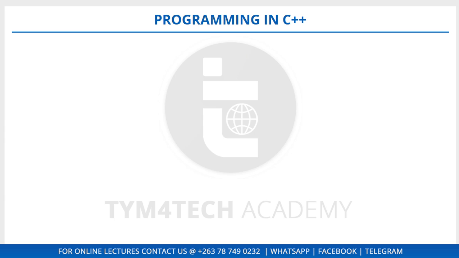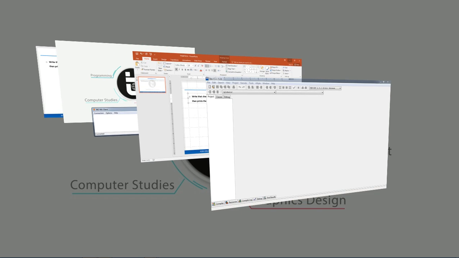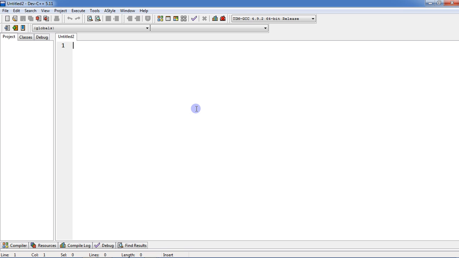So we are going to solve this problem. It says: write a program that checks two numbers entered by the user, puts the numbers in ascending order, and then prints the output to the screen. So let's go to our Dev C++ compiler.